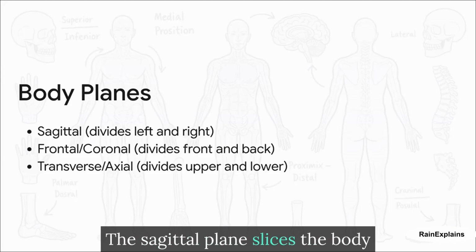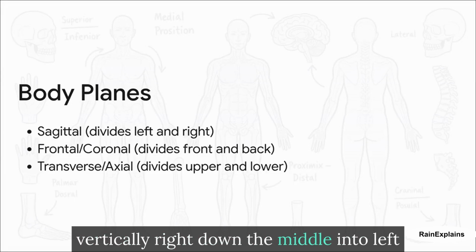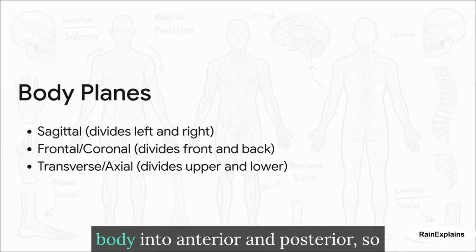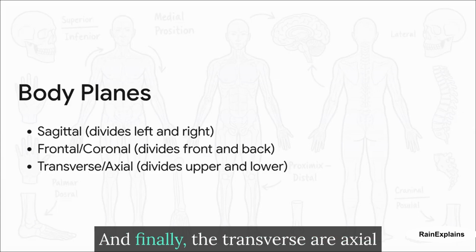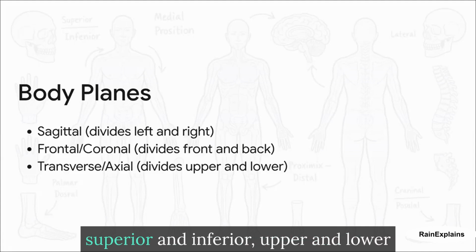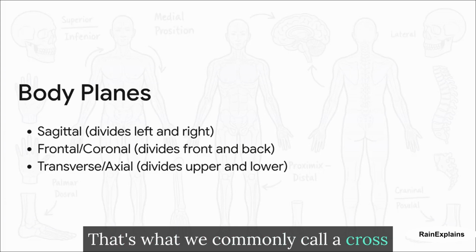The sagittal plane slices the body vertically right down the middle into left and right sides. The frontal, or coronal plane, divides the body into anterior and posterior, so front and back portions. And finally, the transverse, or axial plane, divides the body horizontally into superior and inferior, upper and lower portions. That's what we commonly call a cross-section.